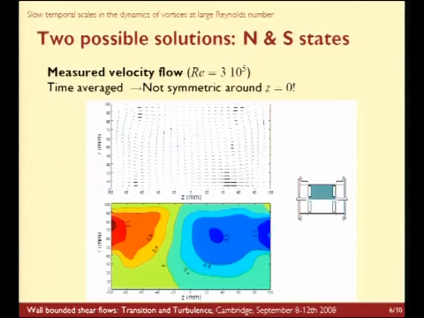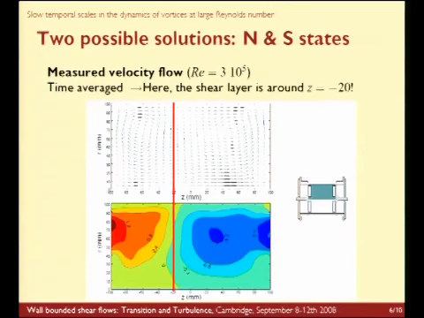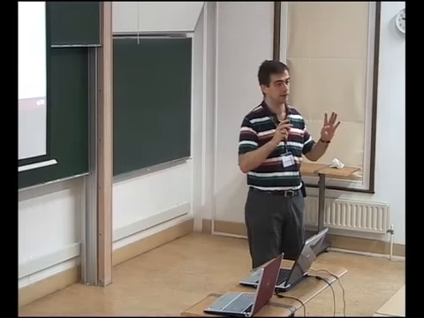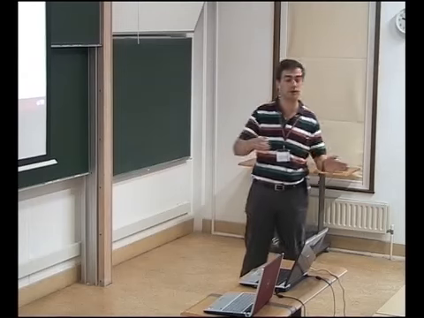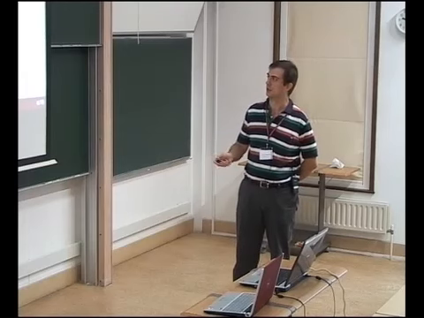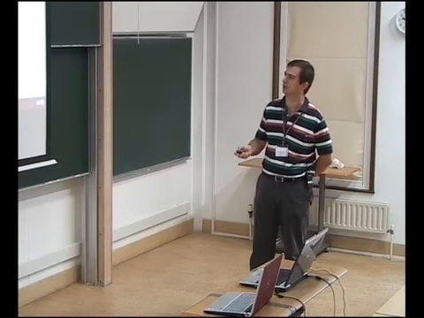Here you can see this is the meridional component, and this is the azimuthal component of this gray region. Then the impellers are here, and here, here, and here, and this is the axis of the system. And then you can see that the shear layer that is located here is not in the equator, but is displaced something like 20 millimeters in this configuration. And this corresponds to the position of the vortices. Then there are two mirror possibilities. We have this solution and the other one.